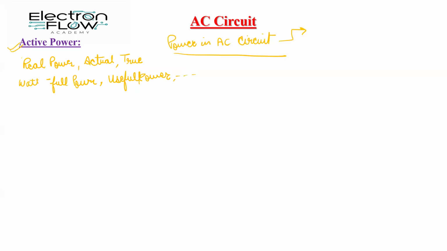In a DC circuit, power supplied to the DC load is simply the product of voltage across the load and current flowing through the load. So P of DC is equal to V into I, because in the DC circuit there is no concept of the phase angle between current and voltage. In other words, there is no power factor in the DC circuit.